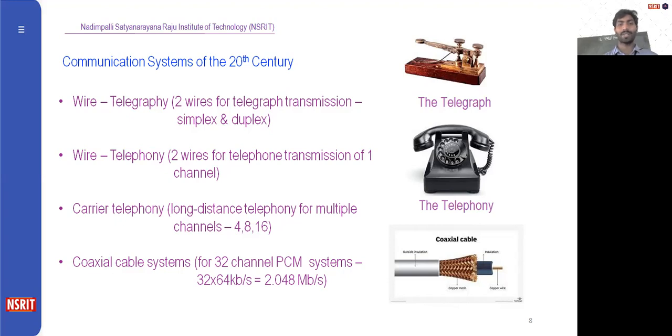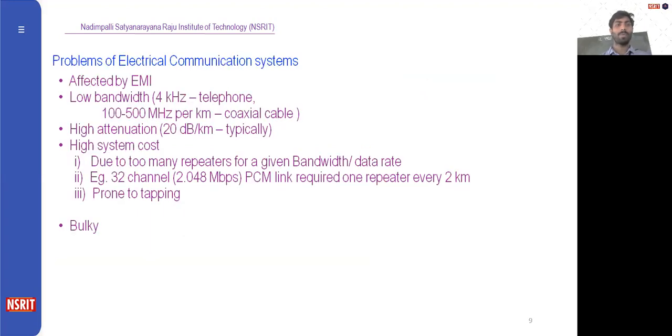And the bit rate we have achieved is 2.048 MB per second. Problems on electrical communication system. What are the problems that you will have encountered while using electrical communication system?